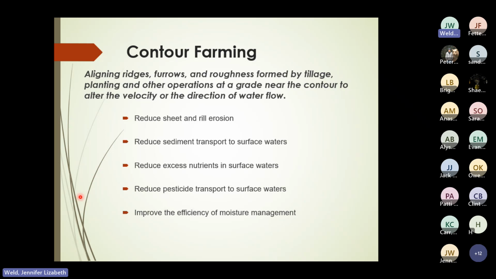and allow that water to infiltrate. It definitely addresses the resource concerns with sheet and rill erosion. This in turn reduces sediment transport, as well as nutrient transport to surface waters.